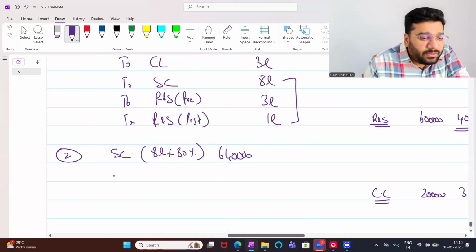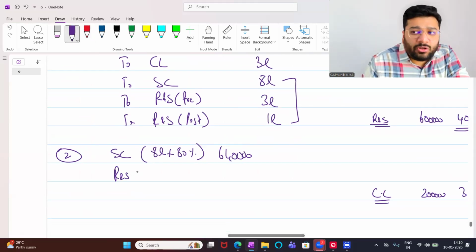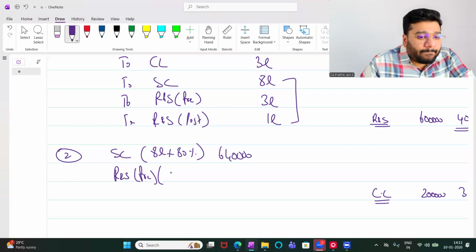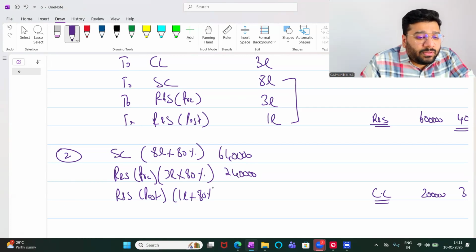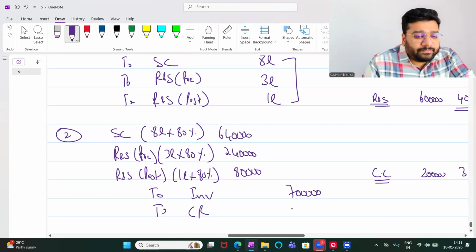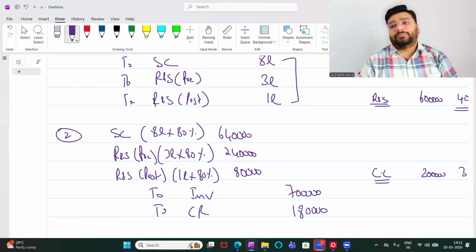Then reserve and surplus, pre or post, or both will come. First pre separately. How much is pre? 3 lakh into 80 percent, how much is it? 2 lakh 40,000. Then reserve and surplus post, how much? 1 lakh into 80 percent, 80,000. To investment, how much? 7 lakh. Is this right or wrong? To capital reserve, how much? 1 lakh 80,000. Right or wrong?